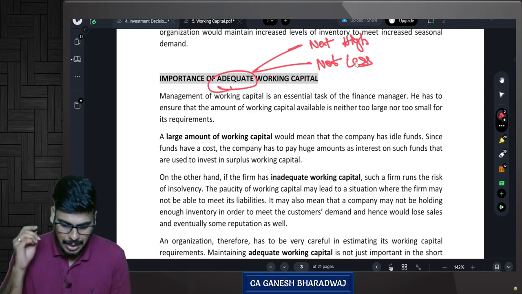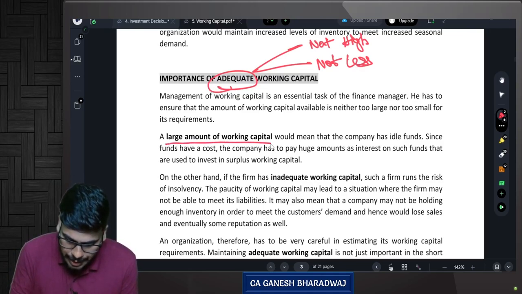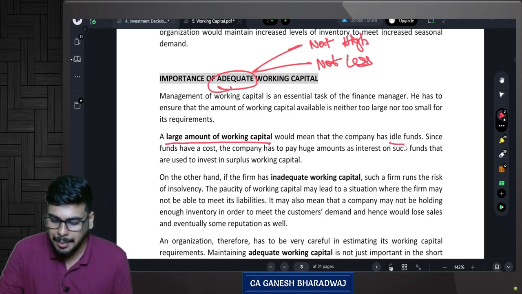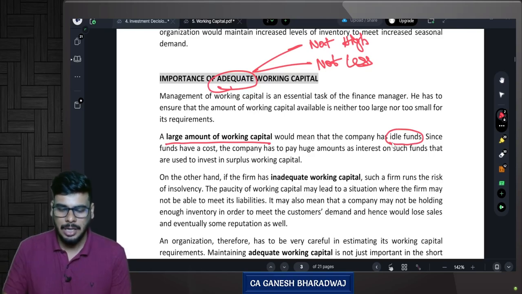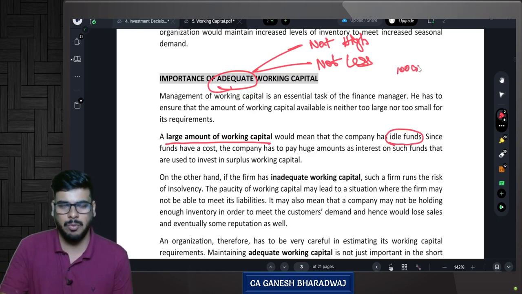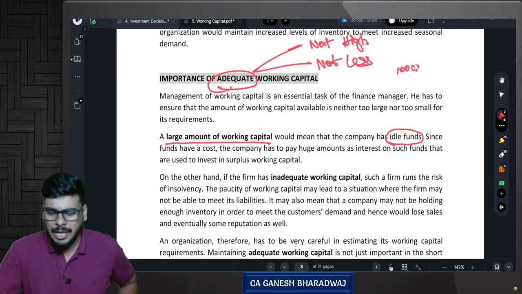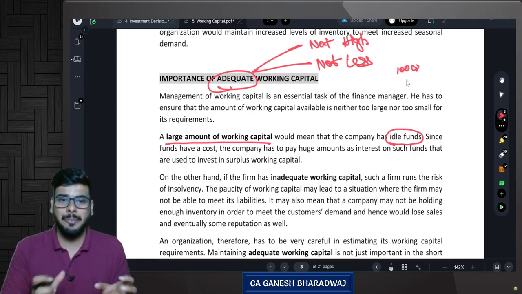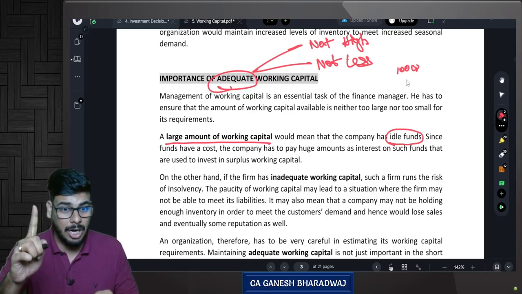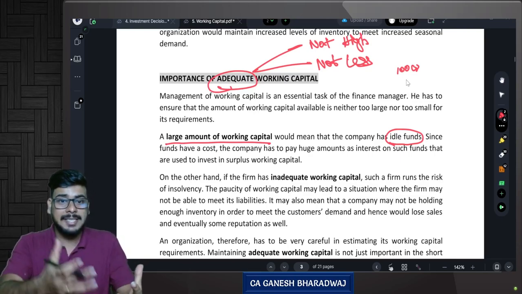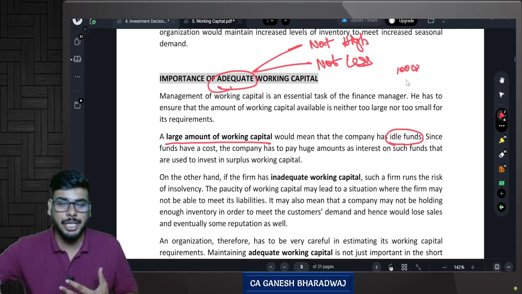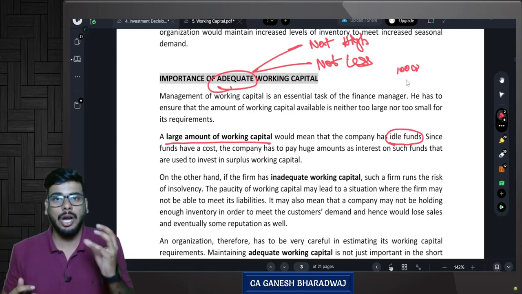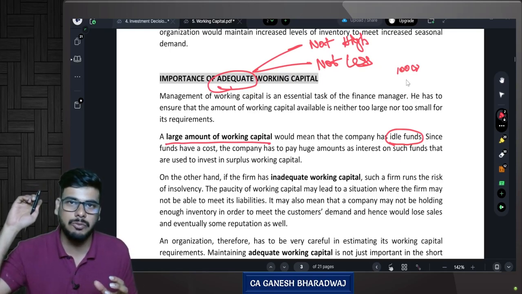Sir, why? A large amount of working capital would mean that the company is having idle funds, correct? Now, 100 crores I'm saying I need for working capital, for running my business. If you're borrowing 100 crores now and you're putting it in your business, this 100 crore rupees is blocked in your business. It is not a cost. It is blocked in your business. This can be released only after you permanently shut down your business, correct? So for this 100 crores, there is a cost that comes along with it.